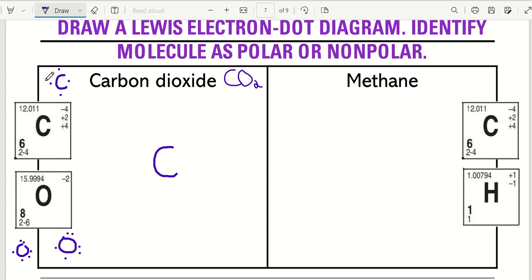Now you can see carbon has unpaired electrons all the way around. So in this case, and maybe this is just something that you have to remember for this molecule in case you have to draw it, I'm going to divide them and put them evenly, one on one side and one on the other side.